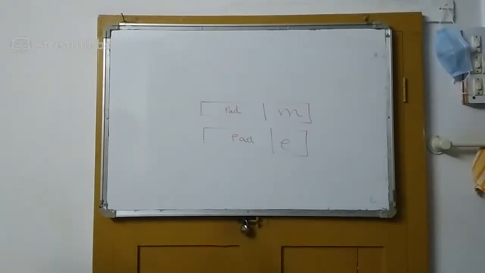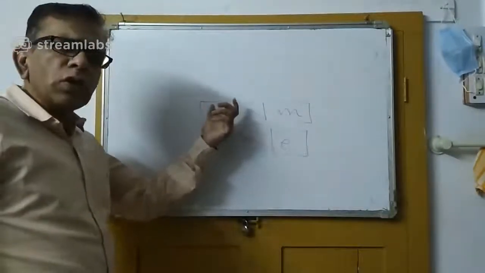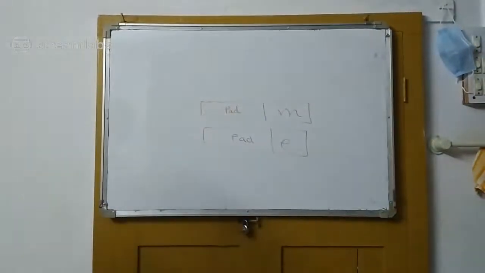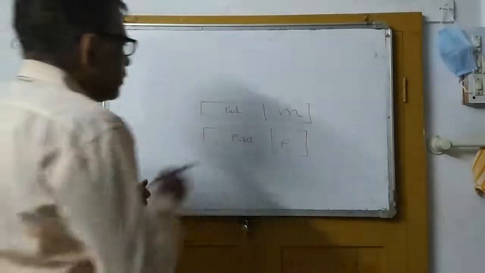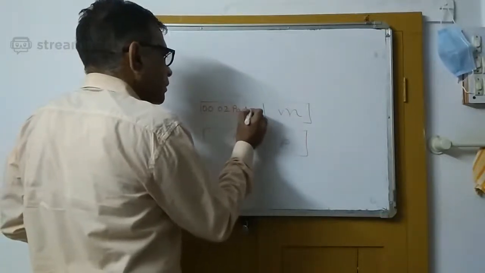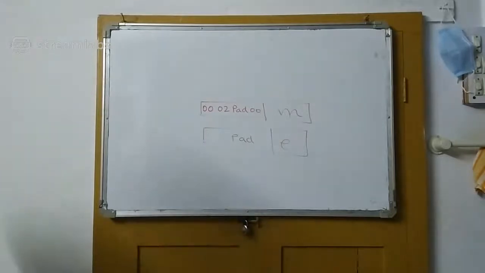As I said, we pad some values. Some randomly selected non-zero bytes are going to be padded over here. How exactly will the padding be done? It will be like this: 0 0 0 2, then a pad, then 0 0. Then a pad, then 0 0. So the padding will be done in this way. This is the structure.